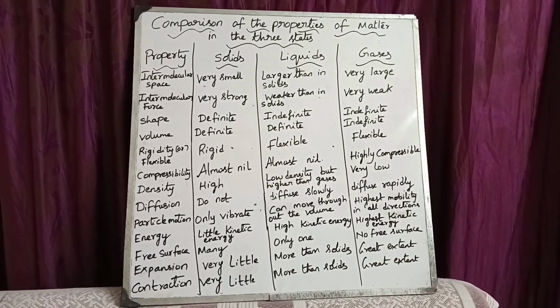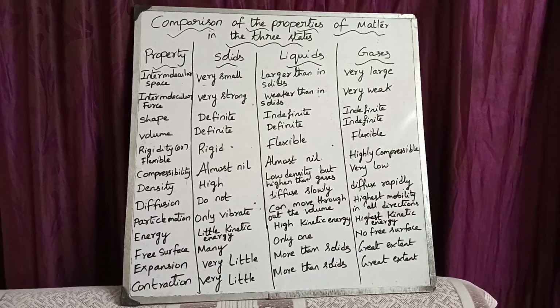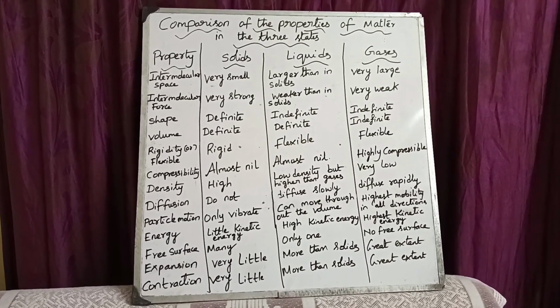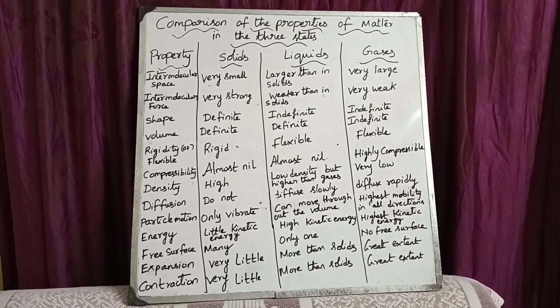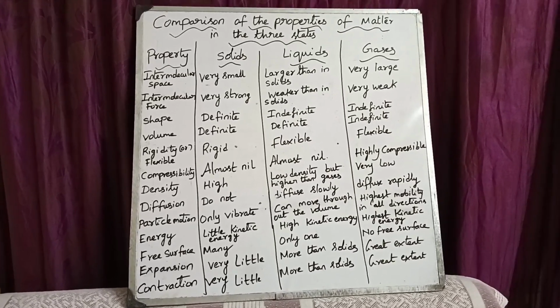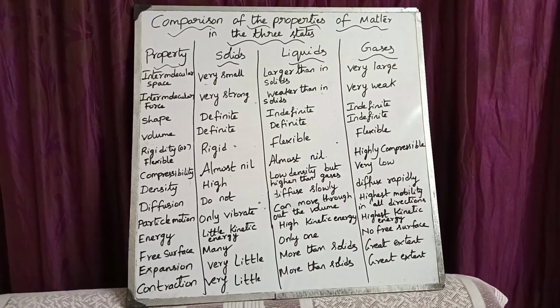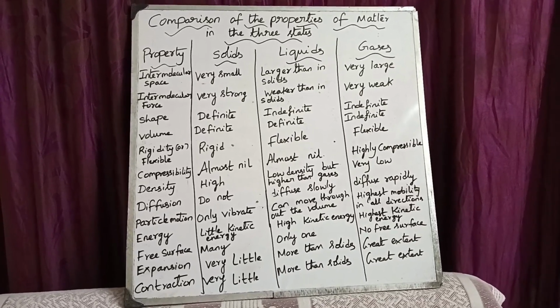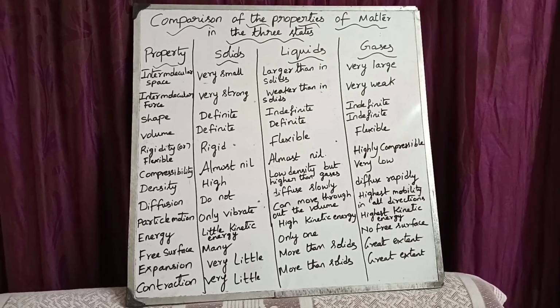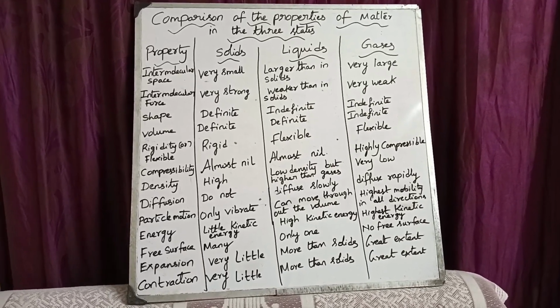The next one is particle motion. In solids, the molecules only vibrate. In liquids, they can move throughout the volume. In gases, the molecules have the highest mobility in all directions. When you come to energy, solids have little kinetic energy, liquids have high kinetic energy, and gases have the highest kinetic energy.